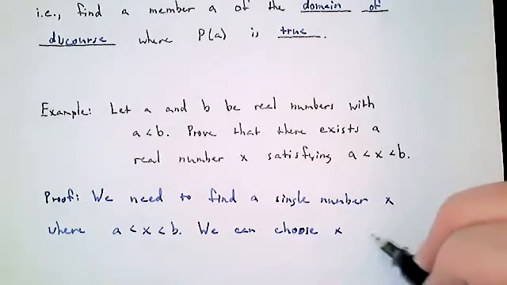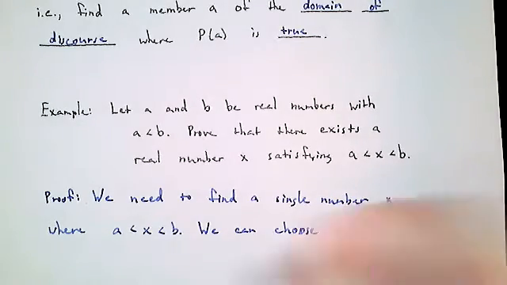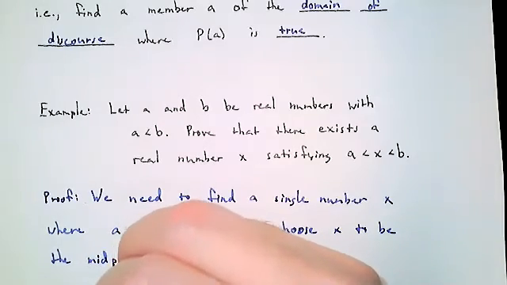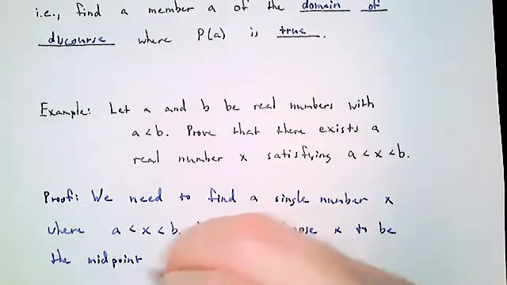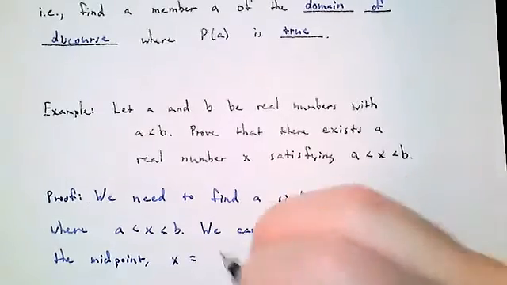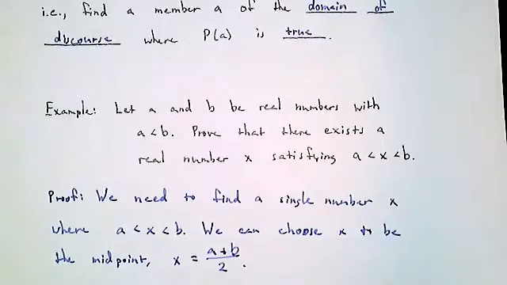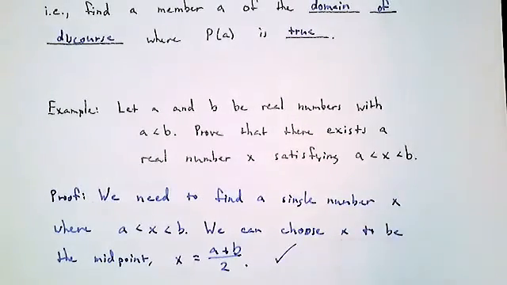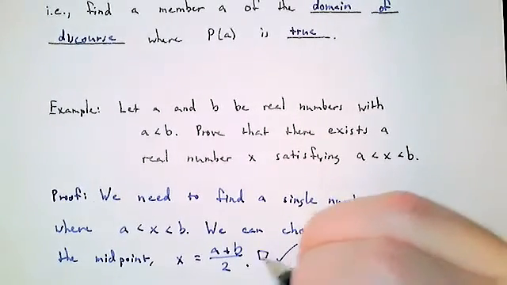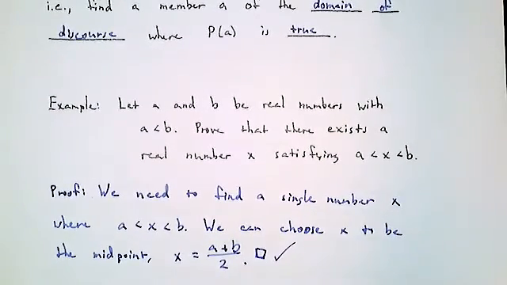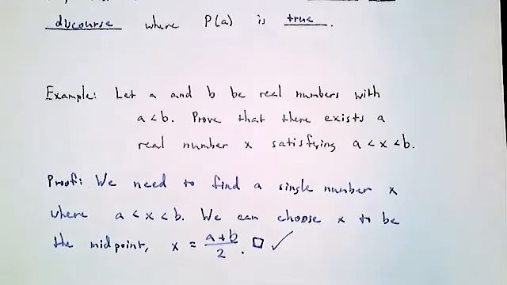So we can choose X to be the midpoint. So X would be A plus B over 2. And that's it. Well, maybe put a little box here. So you found the single point, the midpoint that's in between these two numbers.